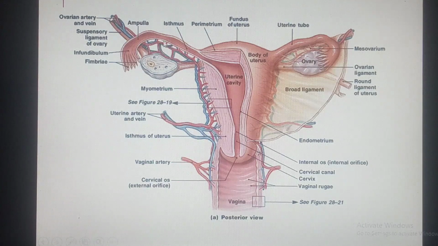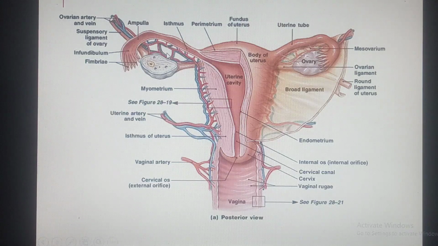and then of course supplying the ovaries. But these ovaries will be drained by the corresponding vein, which will be the ovarian vein. Ovarian vein, that's the gonadal vein in females.